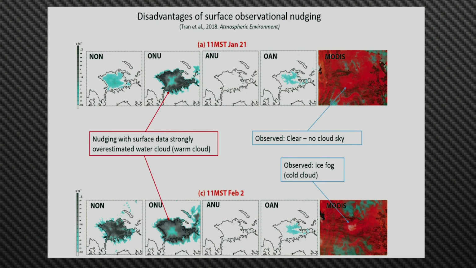And on another day, the University of Utah group observed ice fall, but this nudging configuration again produced very warm cloud, not cold cloud at all. This is the simulation without any nudging, and again, it already overestimated the cloud, but that overestimation is even emphasized in the case that we apply nudging.